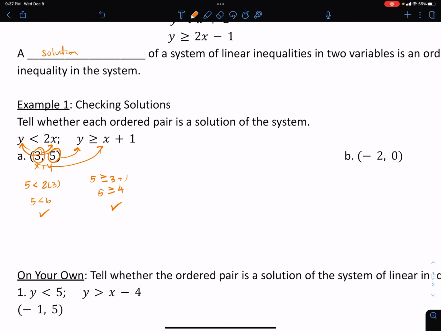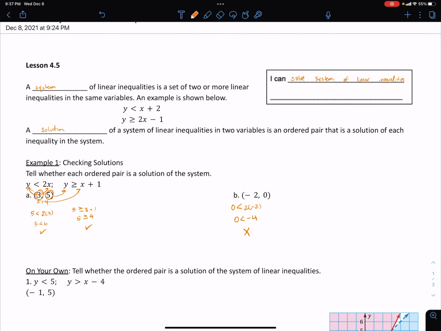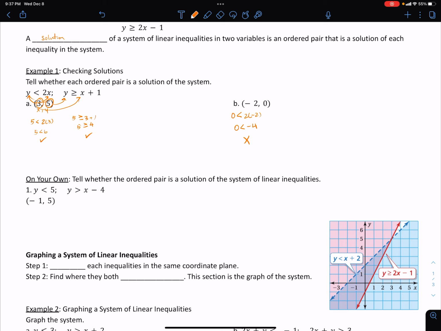Now let's do the other one. We have negative 2 comma 0 as well. So if 0 is less than 2 times negative 2, 0 is less than negative 4. That's not true. So if one of them isn't true, then the entire thing is false, right? For it to be a solution, it has to be true for both. If it's not true for one of them, then it cannot be true for both, okay? So why don't you work on number 1 on your own?